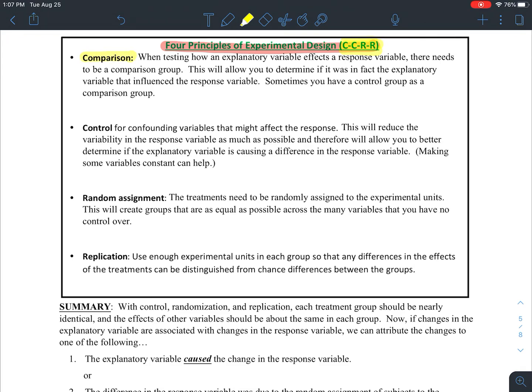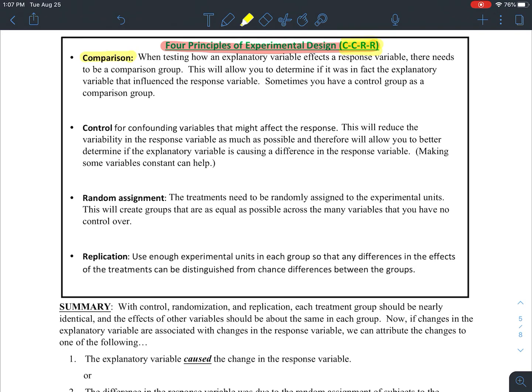Okay, the first C is comparison. Okay, and when we say comparison, what we're looking for is when you're trying to test how an explanatory variable can affect a response variable, you need to have different comparison groups, like different treatment groups.